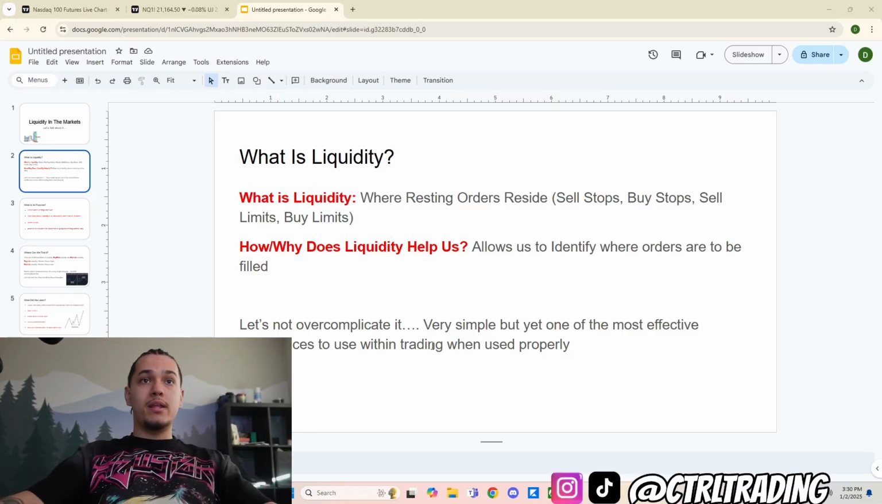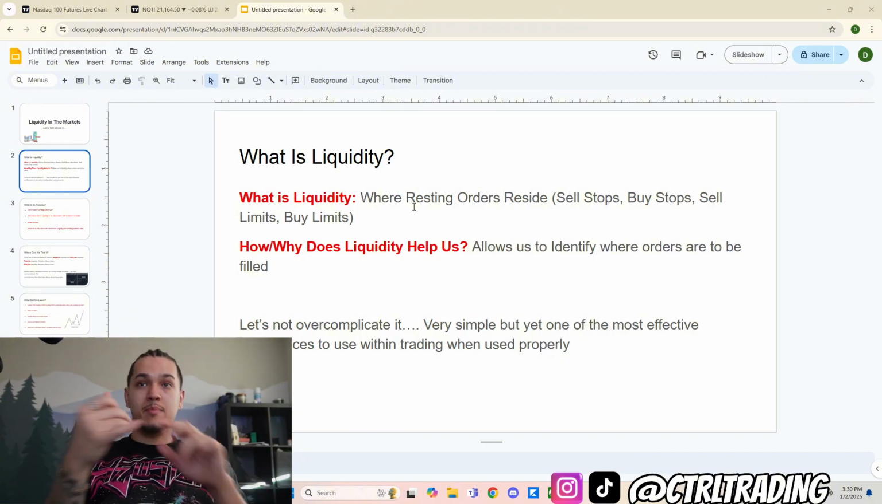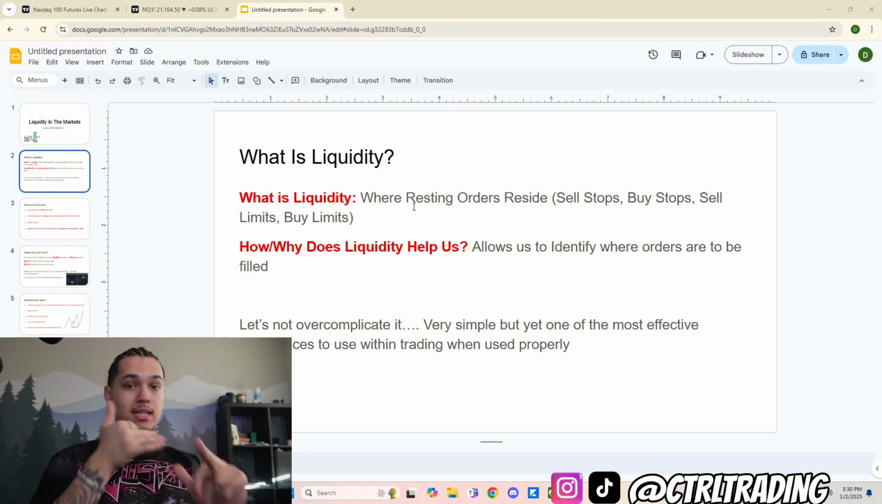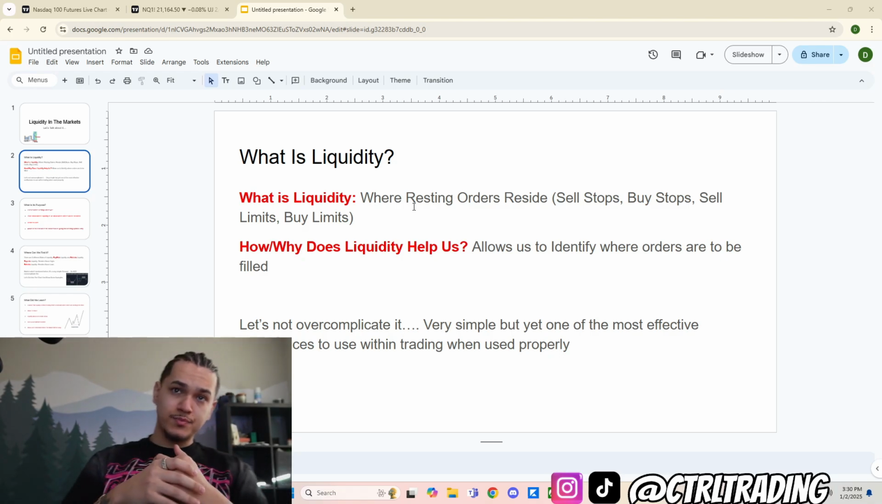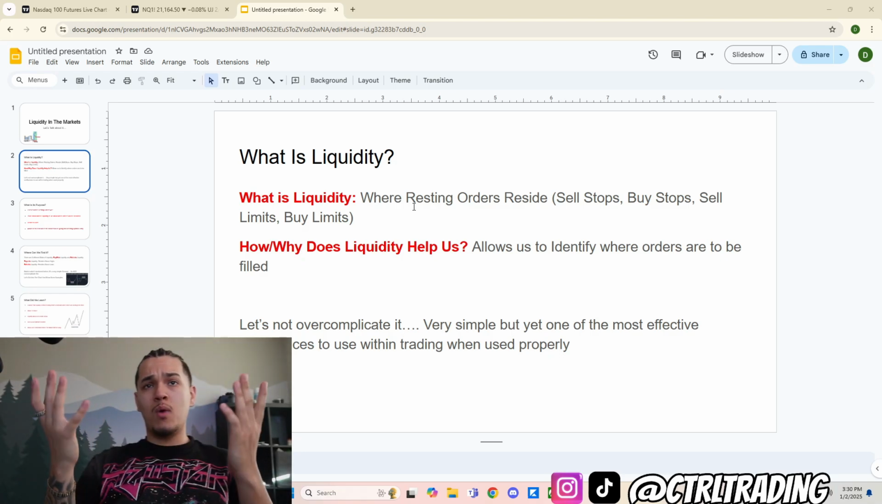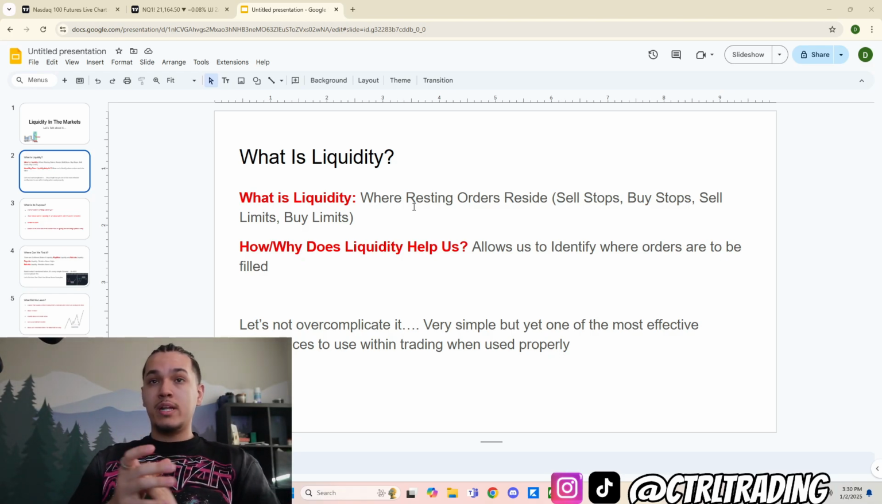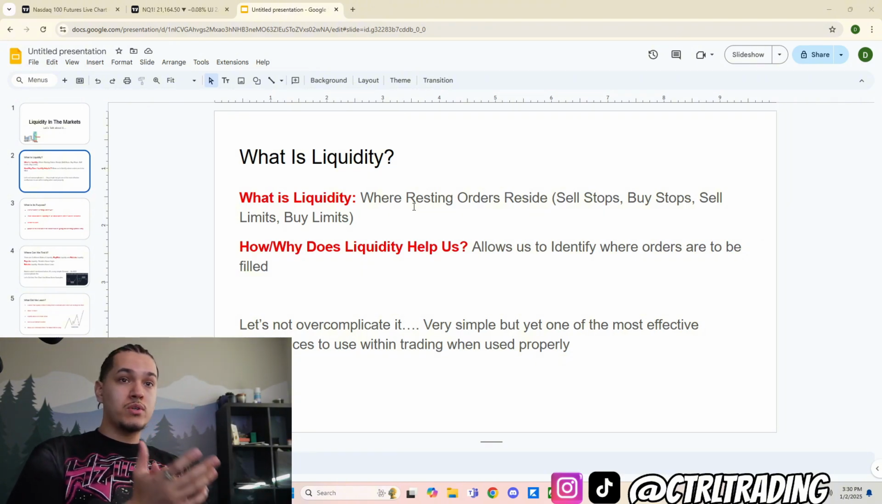What is liquidity? Liquidity is where resting orders reside. It's going to be your sell stops, your buy limits, your sell limits. And how and why does liquidity help us? Liquidity helps us to identify where orders are going to be filled.